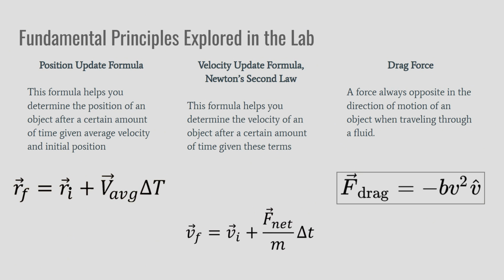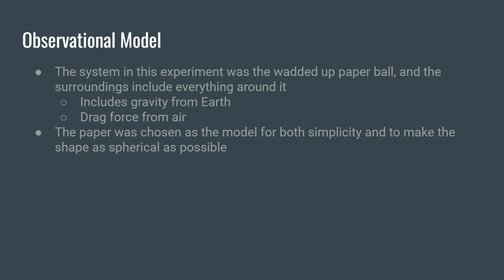So you know there's two models used, and the observational model is explained here. The system in this experiment was the wadded up paper ball, and the surroundings include everything around it, which includes the gravity from the earth and the drag force from the air.